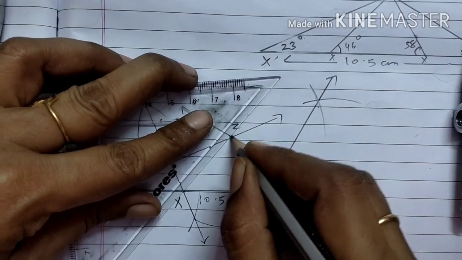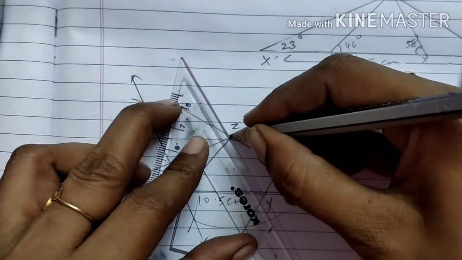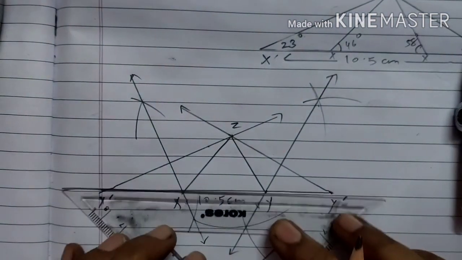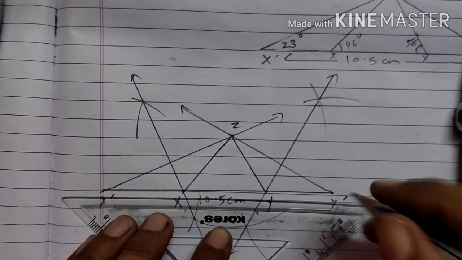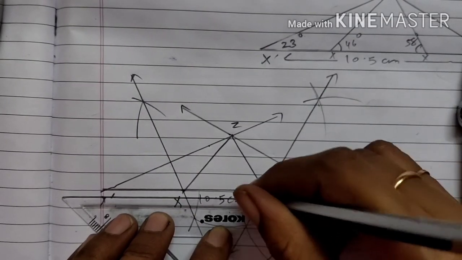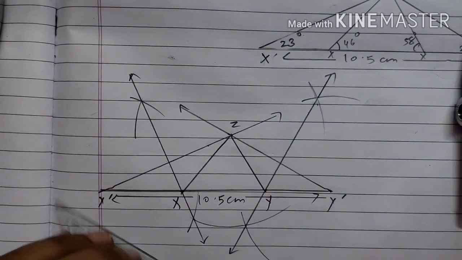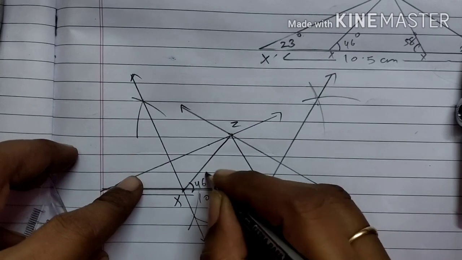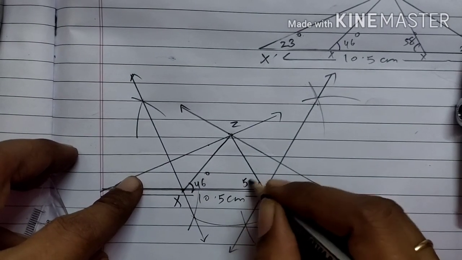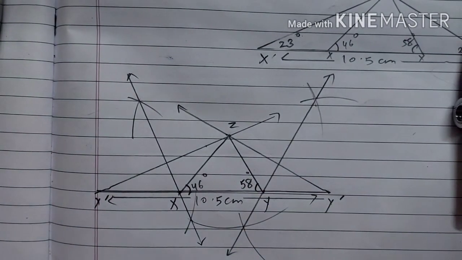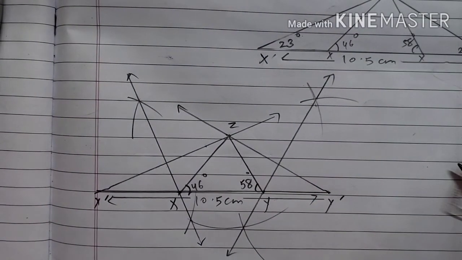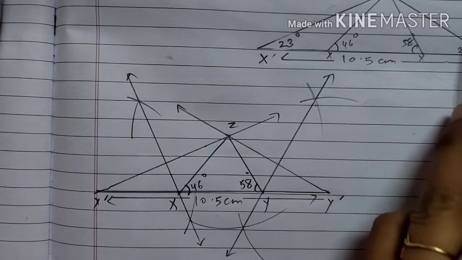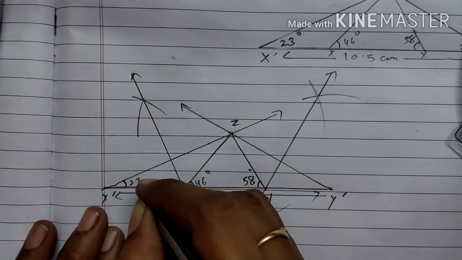Now join X with Z and Y with Z. This is your required triangle XYZ. Write the measures of sides and angles. Angle X 46 degree, angle Y 58 degree, angle Y dash as 29 degree and X dash as 23 degree. Write the measures.